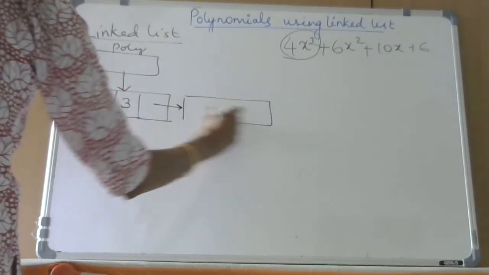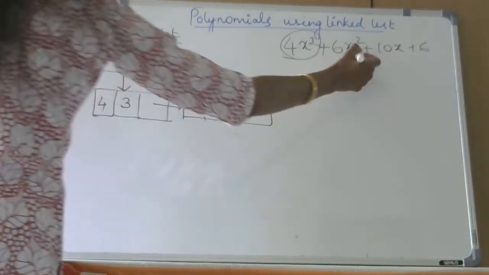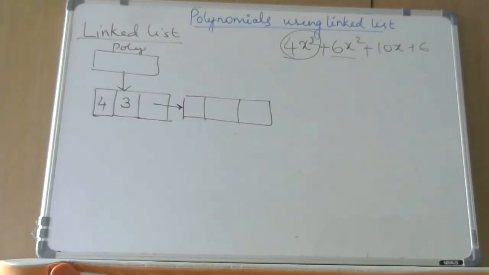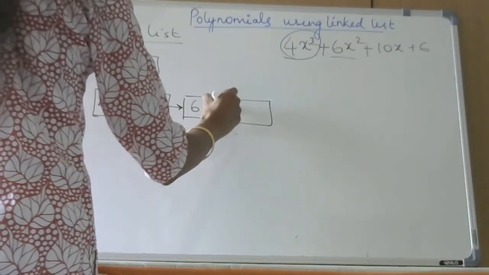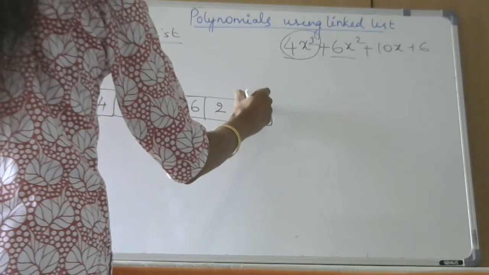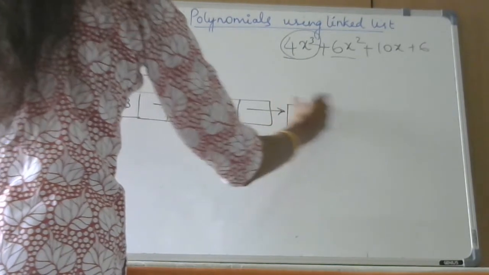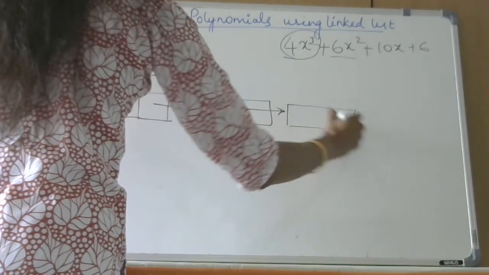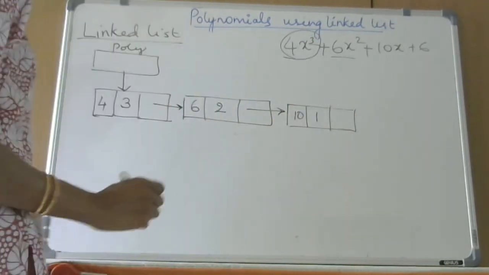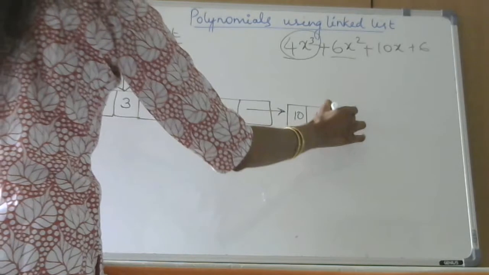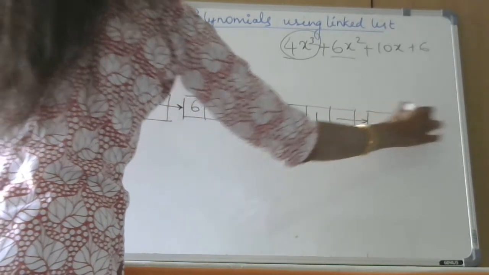So now what will happen? You have one more node here. Go to the second term. As I told, every term should be represented as a single node. So for the second term, the coefficient is 6, the exponent is 2, and then this is a link to the next node. Again the third node, what is the coefficient? 10, exponent is 1. Okay, x means x to the power of 1. Again you have a link to the next node.